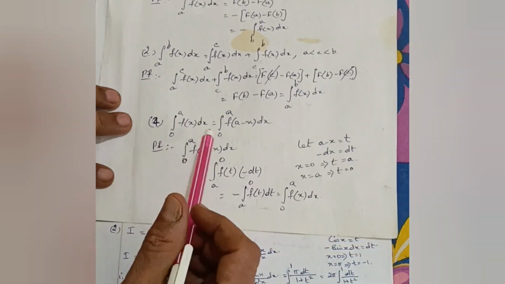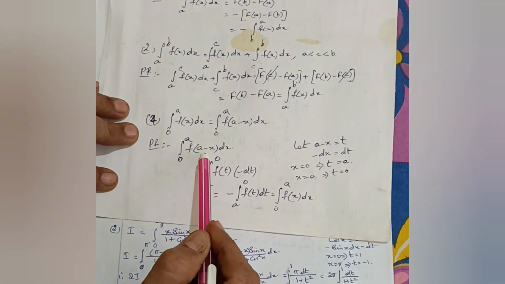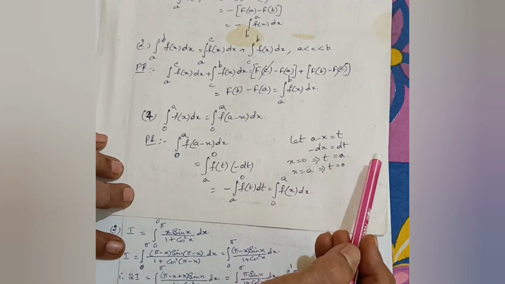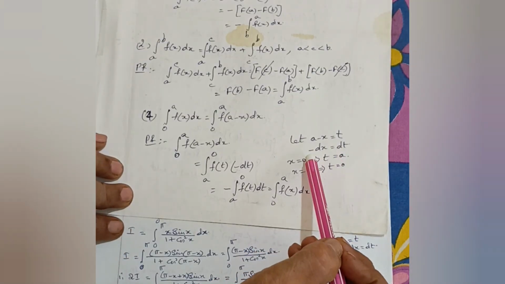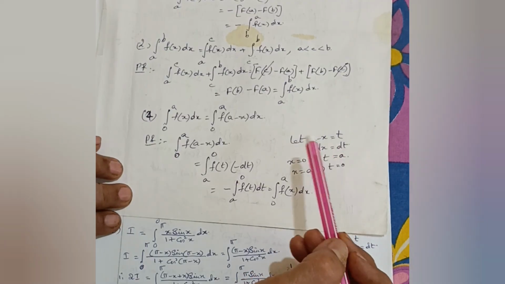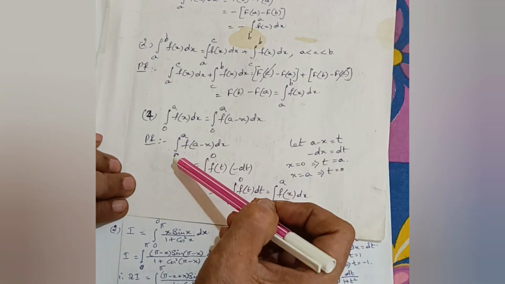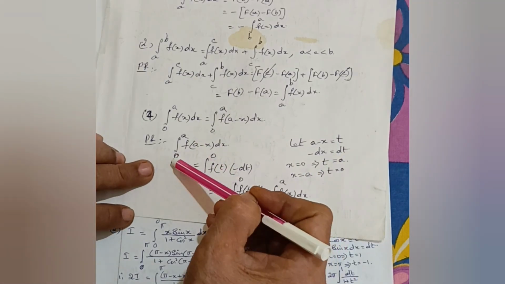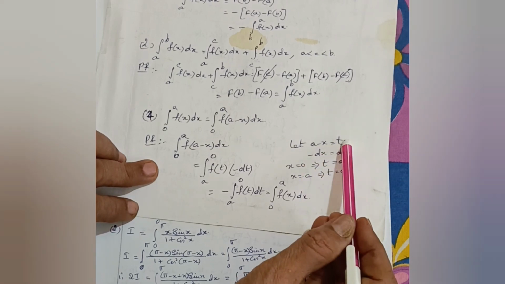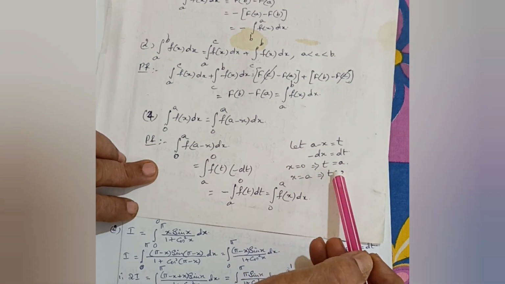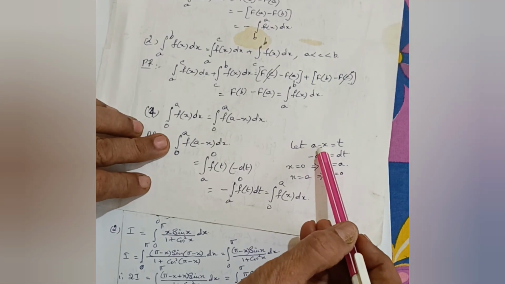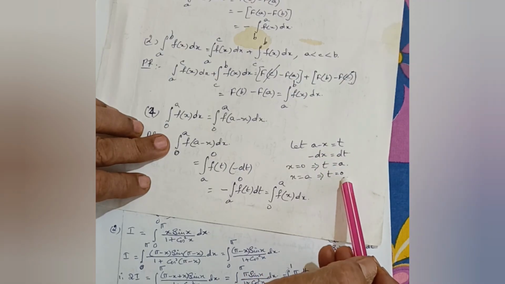To give a proof for this, integral 0 to a f of a minus x dx, we will take again the right hand side. Now you make a substitution, a minus x is equal to t. Differentiate it, so you get minus dx equal to dt. Now whenever you change the variable, you have to change the limits. So when x is 0, that is the lower limit, you substitute 0 here, you get a minus 0, which is t. Therefore, when x is 0, t is a. And when you substitute your upper limit, x equal to a, a minus a is going to be 0. So that will give you the limit as 0.